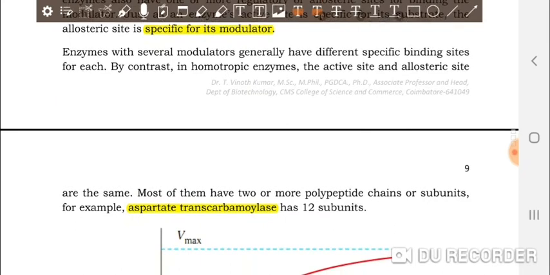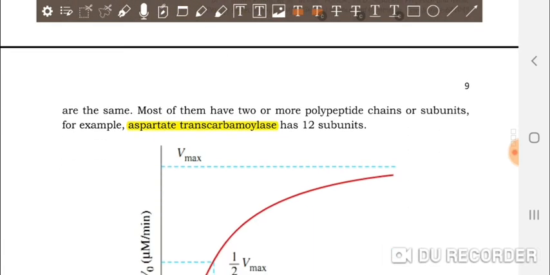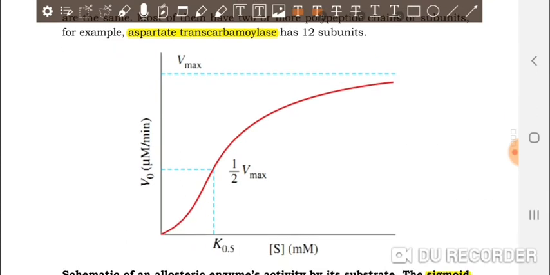So we can have an example, the aspartate transcarbamylase. It is a multi-enzyme complex; this aspartate transcarbamylase has 12 subunits. So we can have an example. If you are plotting the values of substrate concentration on the x-axis and velocity, that is V0, on the y-axis.